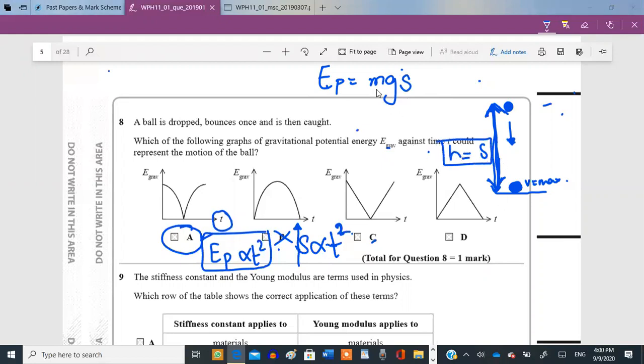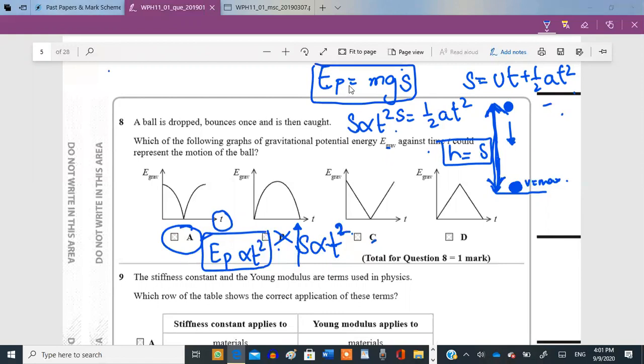Now, this s, if I apply the equation of motion, s is equal to ut plus half at squared. This s is actually equal, because the u is 0, to half at squared. The half and a are constant. So the s is proportional to the square of the time, correct? From this equation, the potential energy is proportional to the s, right?